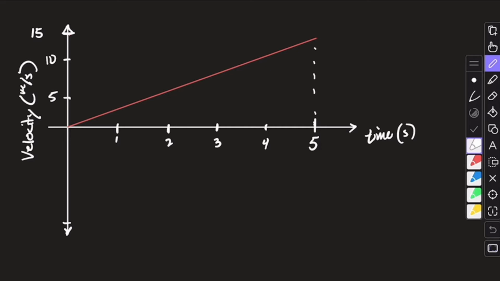Is the 15 still on the y-axis? Yeah, it's supposed to be. It's just kind of moved over a little bit, I guess. And hopefully, you guys should be able to write me a sentence describing what this thing might be doing.